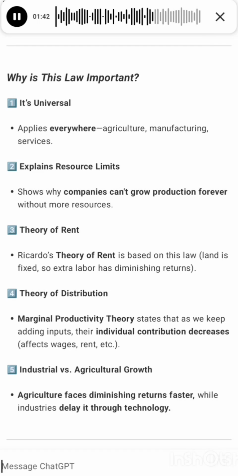4. Theory of distribution. Marginal productivity theory states that as we keep adding inputs, their individual contribution decreases, affects wages, rent, etc. 5. Industrial versus agricultural growth. Agriculture faces diminishing returns faster, while industries delay it through technology.